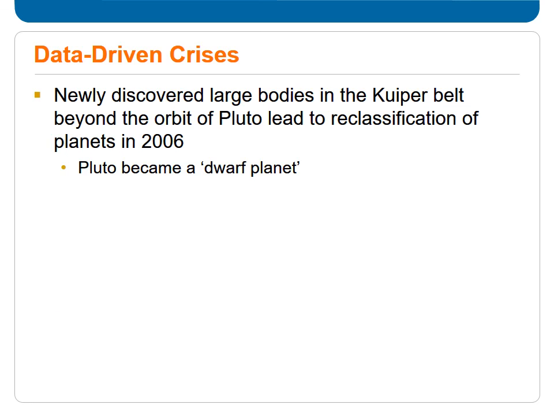Sometimes science has a crisis that is data-driven. Observations of the Kuiper Belt found that Pluto had companions. Looking at the new data, astronomers realized that the definitions of planets needed to be modified. This eventually led to the reclassification of Pluto as a dwarf planet.